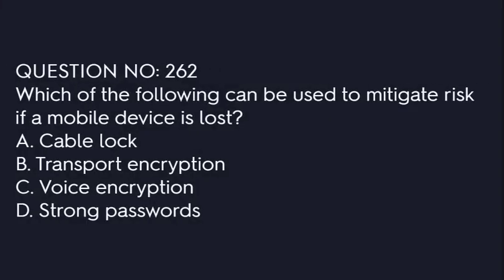Question no. 262. Which of the following can be used to mitigate risk if the mobile device is lost? A. Cable lock. B. Transport encryption. C. Voice encryption. D. Strong passwords. D.